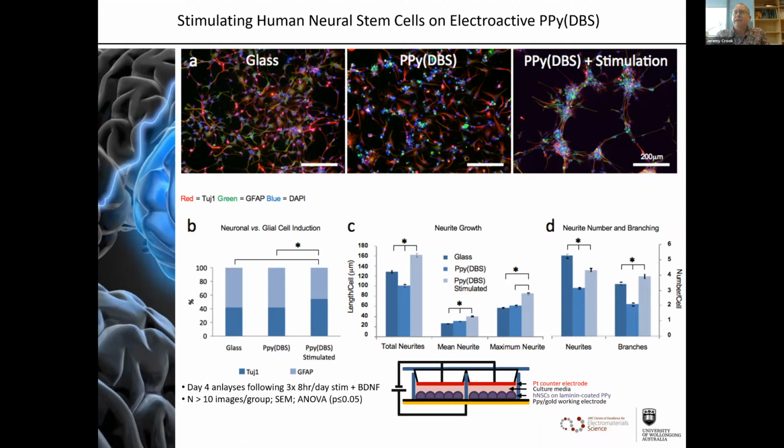Now, interestingly, stimulated cell cultures comprise higher and lower induction of neurons and glia respectively, with the neurons forming nodes or clusters, as well as having longer neurites with greater branching compared to unstimulated cultures.